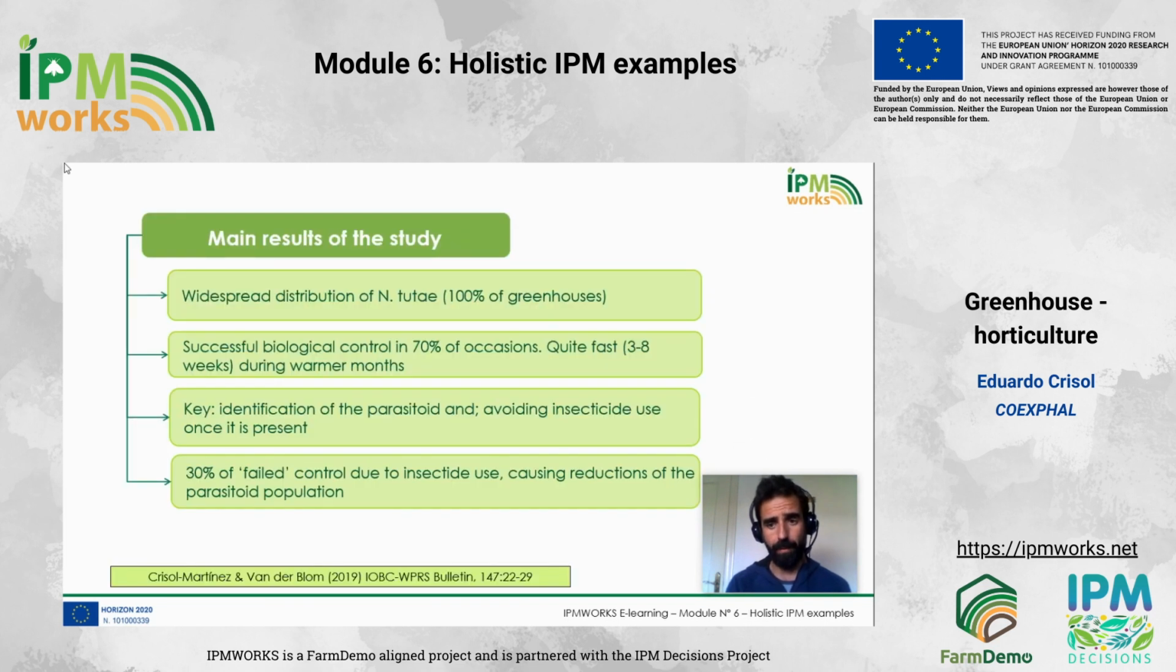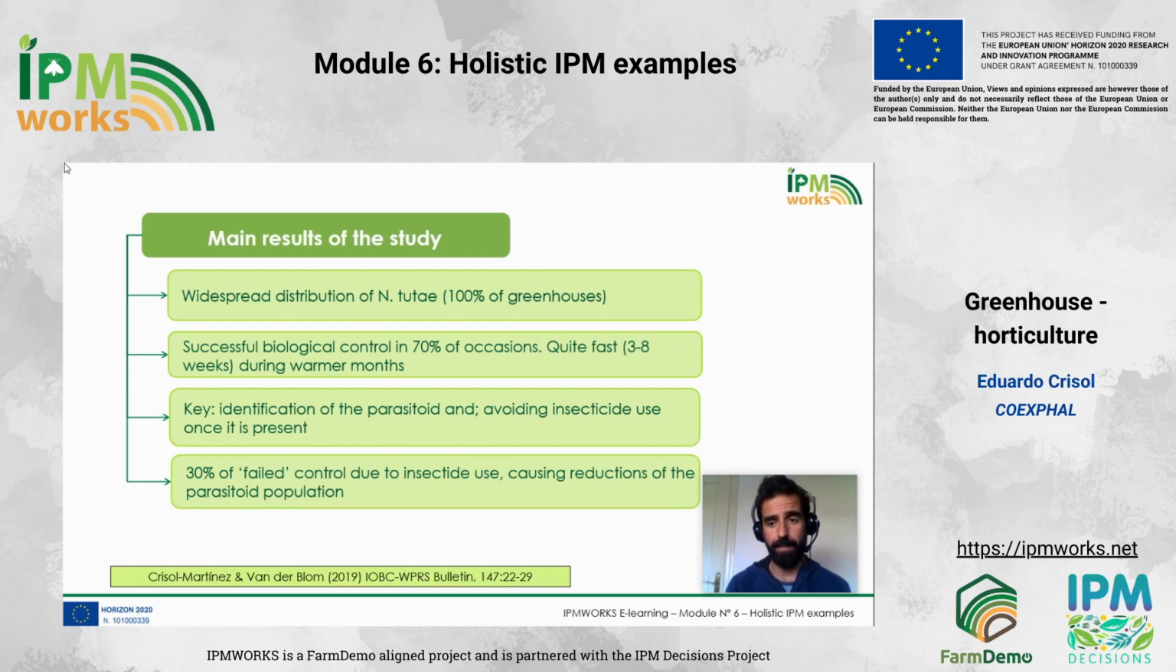So, very briefly, the main results that we found in this study is that there is a widespread distribution of the parasitoid Necremnus sutae. We found it in 100% of all the greenhouses that we studied. In 70% of the occasions, the biological control was successful. It was quite fast, especially during the warmer months of the year.